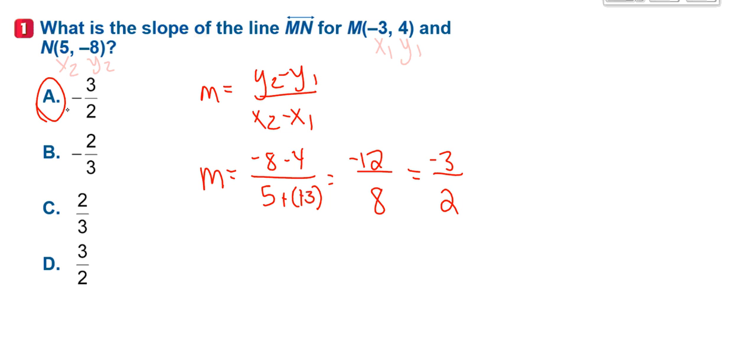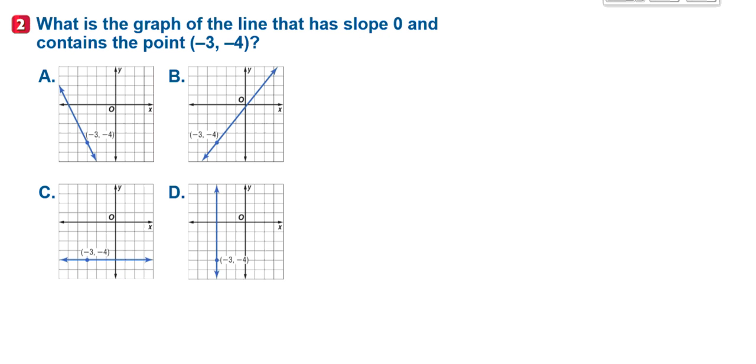So be cautious when you're doing these problems. Number 2: which one has a slope of 0 and contains the point negative 3, negative 4? In my head, I'm focusing on that slope of 0. Do you remember what kind of line has a slope of 0? That is horizontal.